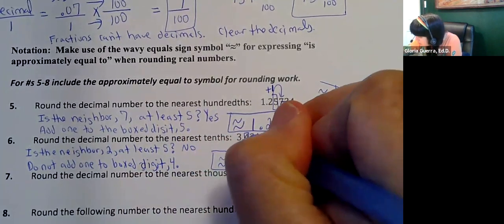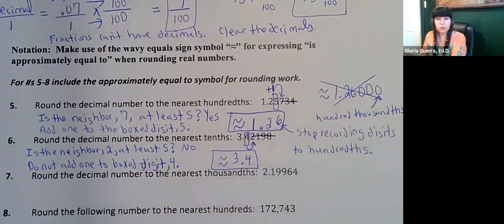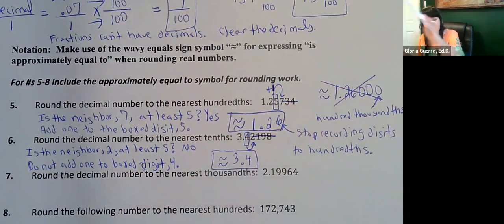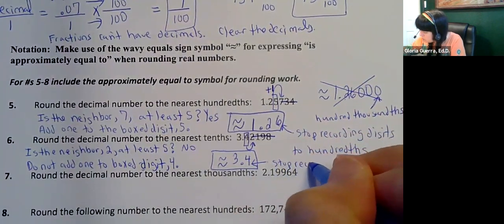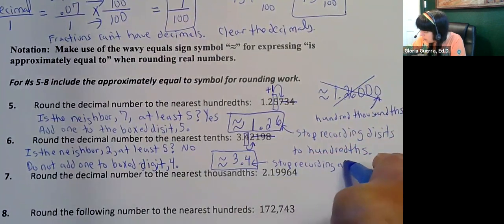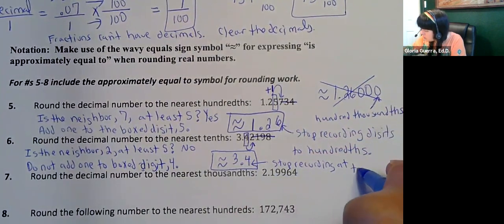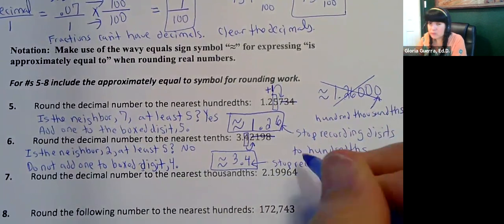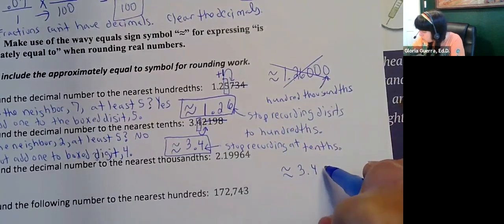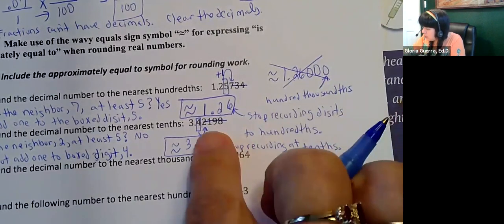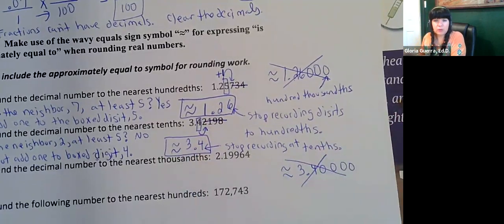And yeah, these just disappear. Those become zeros, and you don't record them as zeros. You don't write them, because you want to stop recording at the tenths place. So this would be wrong: 3.4 and then a 0 for the 2, a 0 for the 1, a 0 for the 9, a 0 for the 8. That would be wrong. They don't want you to do that.